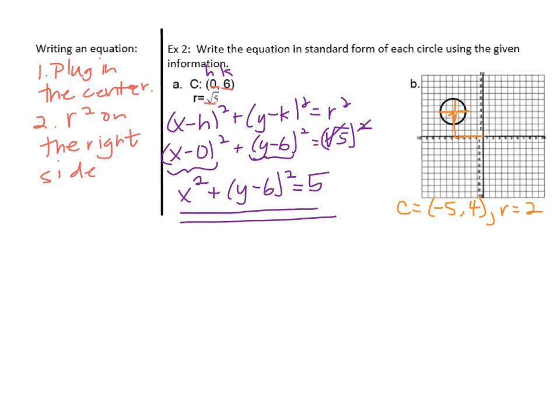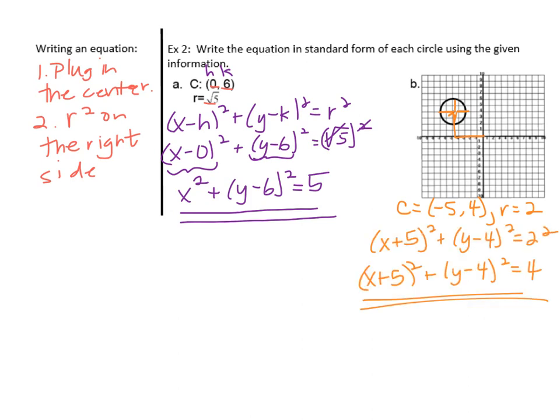Pause the video and see if you can write the equation for the standard form of this circle using that information. If you got x plus 5 squared plus y minus 4 squared equals 4, you've successfully written the equation for the circle graphed in example B.